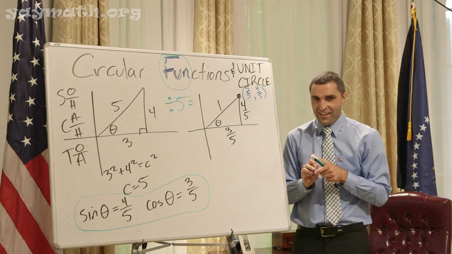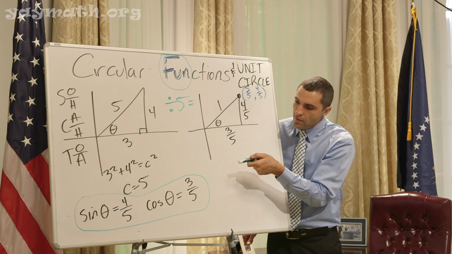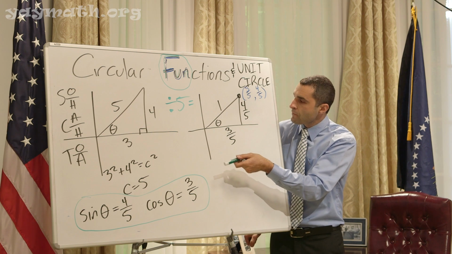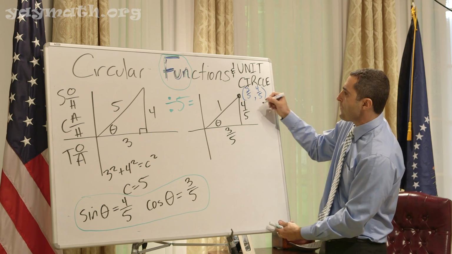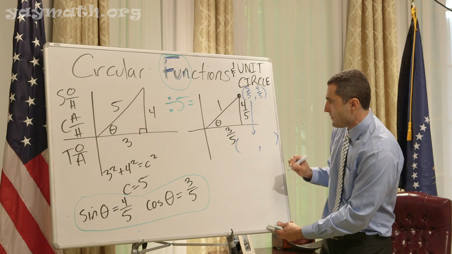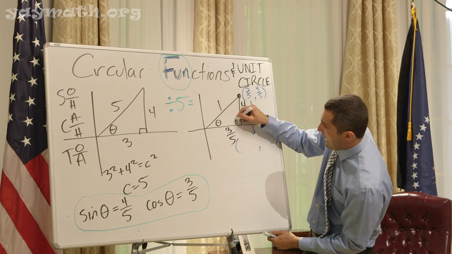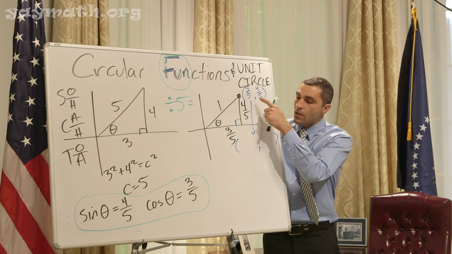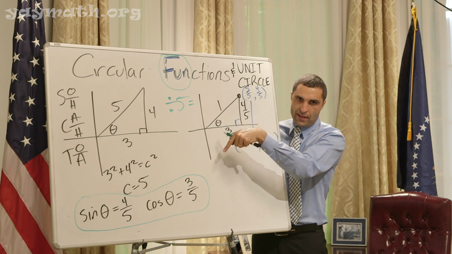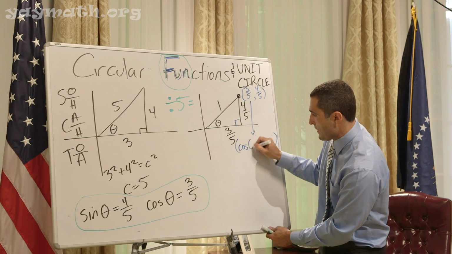Now, look closely, okay? 3 over 5 we've done before. 4 over 5 we've done before. Where does the 3 over 5 come from? Is this a right triangle? Yes, it is a right triangle with a hypotenuse of 1. 3 over 5 was derived by which trig function? Look closely right there. Cosine. Cosine of what? Theta.